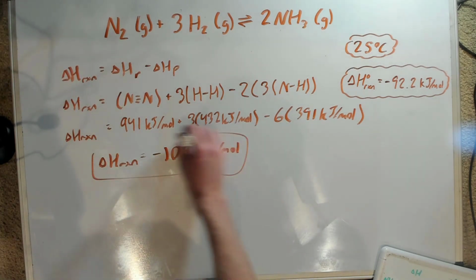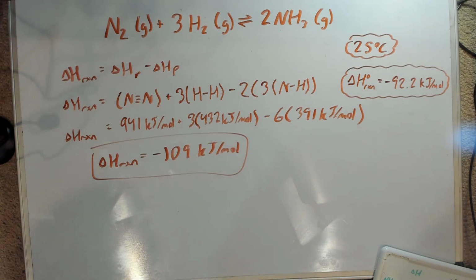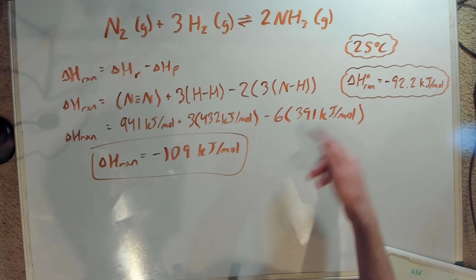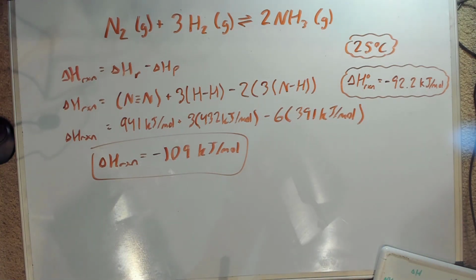Let's go back to our original number that was actually given to me on an FRQ, negative 92.2. Hey, that's pretty close. Good enough for my sake. So that's how you would then go and do it. And that is really the essence of what the difference is between bond energy and enthalpy of formation. It's just dependent on how it works.